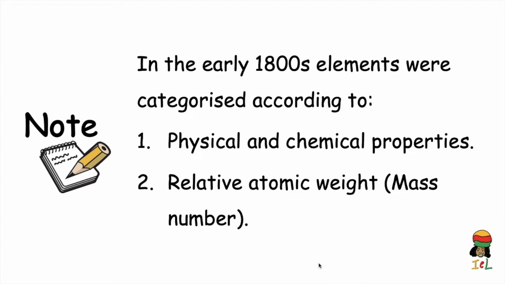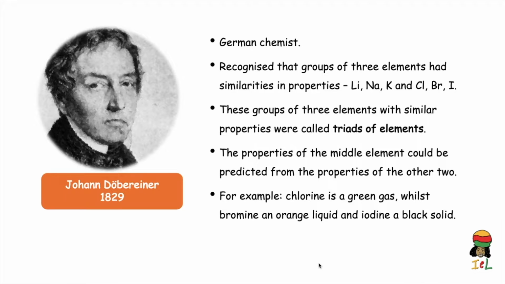Hence, the reason for arranging the atoms according to the atomic weight, which they knew. Many scientists made attempts to arrange the known elements during the 1800s. However, we will only review a few, starting with Johann Döbereiner. He was a German chemist who in 1829 recognized similarities in the properties of groups of three elements, such as lithium, sodium, and potassium, and then again chlorine, bromine, and iodine. These triplets of elements that had similar properties he called triads of elements.